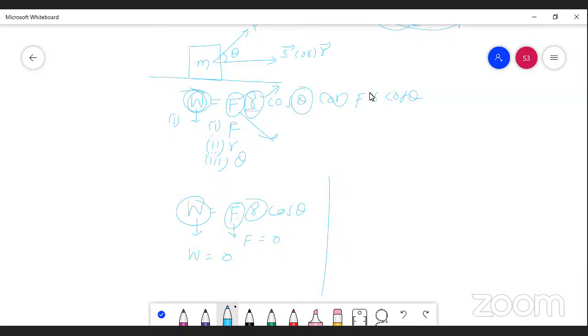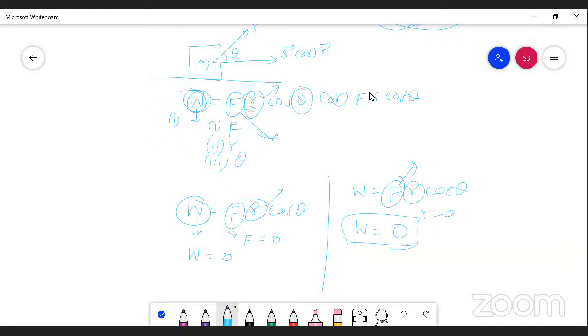Second situation: we apply the force, but the body does not displace. W is equal to F S cos theta, and the displacement is 0. What happens to the work done by the force? Zero.